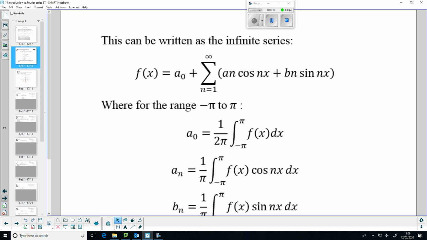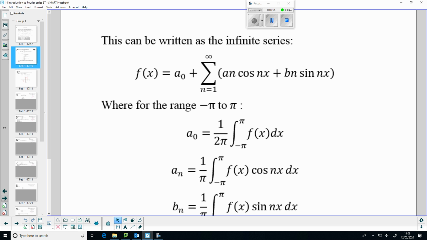So this can be written as what's called the infinite series. We've got function of x is equal to a0, the DC shift. All a0 does is shift the whole waveform up or down the y-axis. Plus, and this capital sigma means add up all of these for values of n between 1 and infinity, an infinite series.